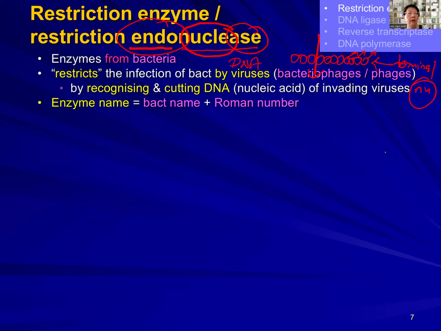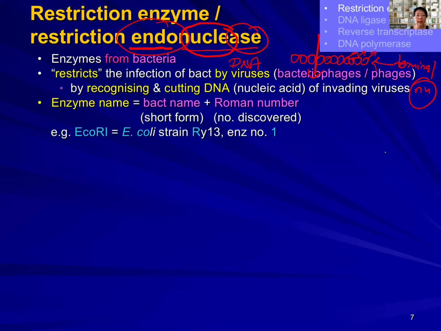This enzyme is given a name based on the bacterial name and a Roman number. The bacterial name is given in short form, and the Roman number indicates the number of the enzyme that has been discovered in this bacteria. If this is the first enzyme, it's called number 1. The second enzyme discovered is called number 2, and so on. For example, EcoRI is a restriction enzyme that comes from the bacteria E. coli strain RY13. So that's why EcoRI. The I stands for the first enzyme discovered in this bacteria.